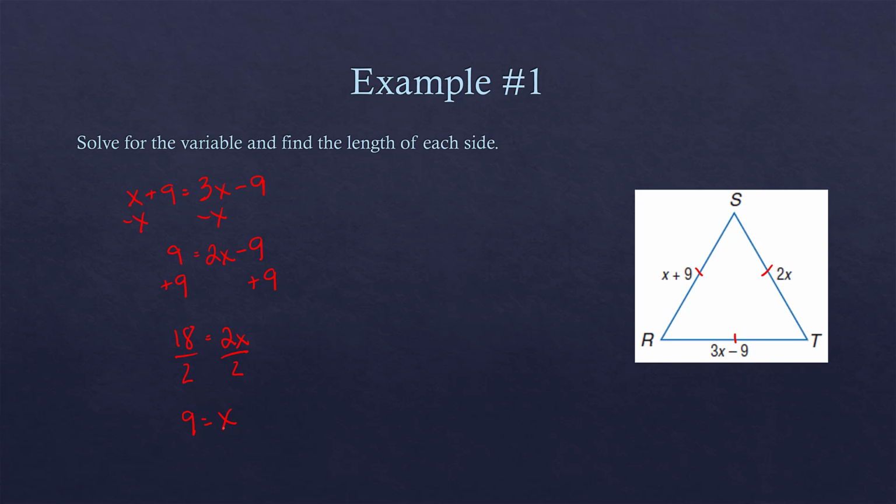So we solved for a variable, and now we need to find the length of each side. To find the length, just plug in the value of x. If x is 9, then 9 plus 9 is 18. ST is 2 times 9, 18. And then RT, 3 times 9 minus 9, is 27 minus 9, which is 18. All three of these sides agree that it is an equilateral triangle. All three sides are equal, with a length of 18.